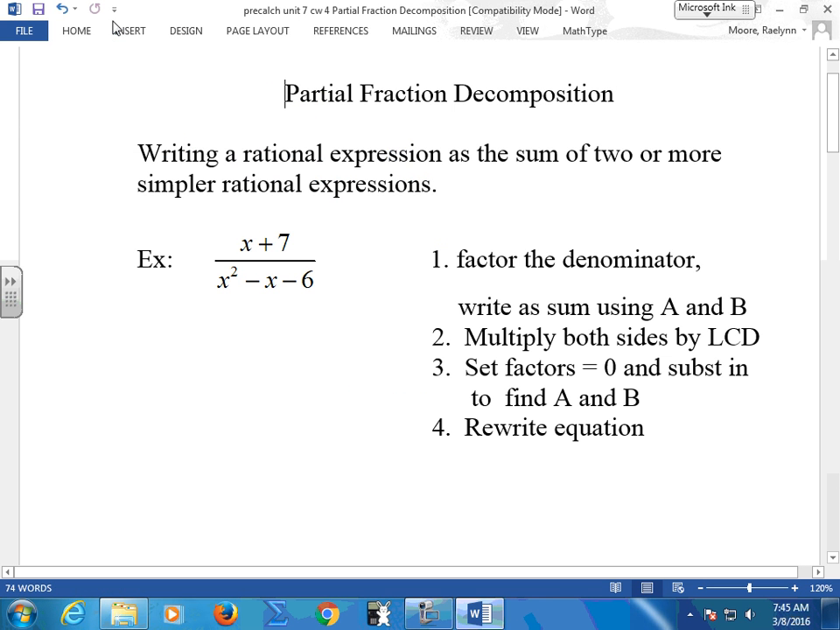Into 2 factors or whatever it takes, and generally we have 2 factors. That's what we're doing. We're going to put it as a sum of 2. We only really do 2. We factor the denominator. We write it as a sum. We multiply, because we'll make it an equation, everything by the common denominator. Then we're going to set the factors equal to 0 and substitute it in and rewrite our equation. It's not so bad. So, step 1, factor this denominator.